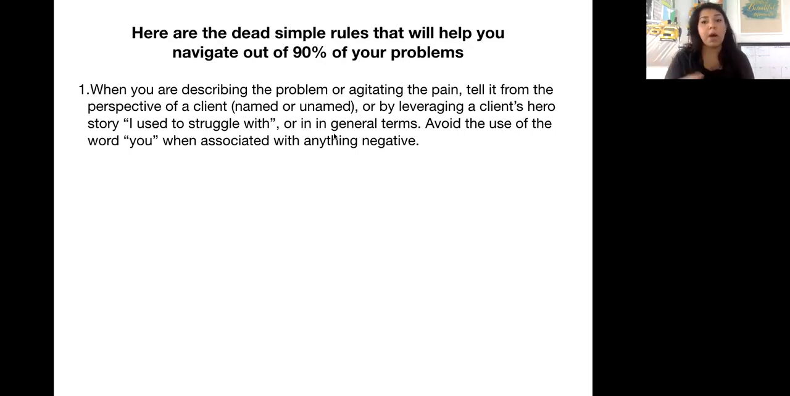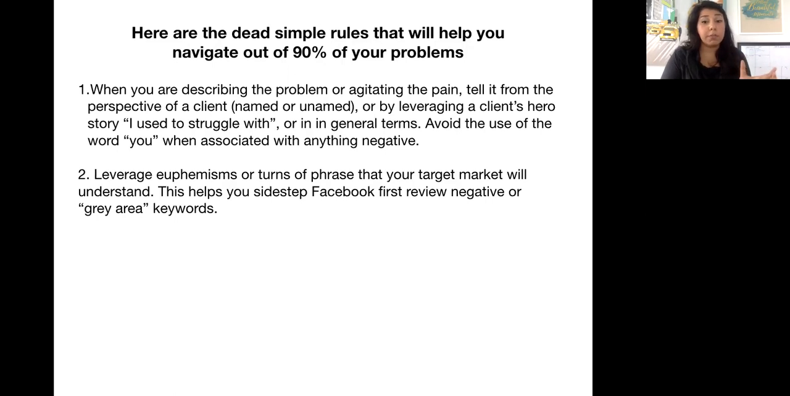When you're describing the problem or agitating the pain, don't use the word you. Find creative ways around it. Leverage euphemisms or turns of phrase that your target market will know. Sometimes clients will make up words, but don't make up a word. Don't say something like my unicorn oil is going to solve all of your problems. Use their language, so that they can recognize it right away.